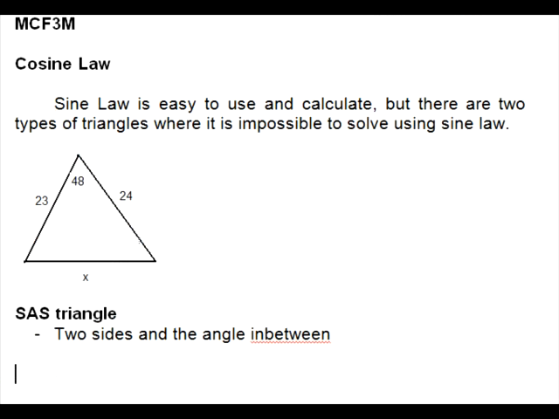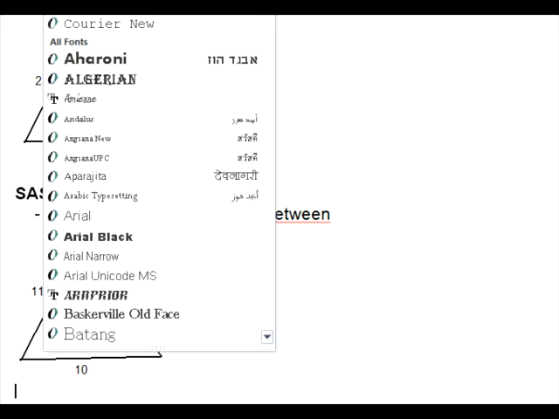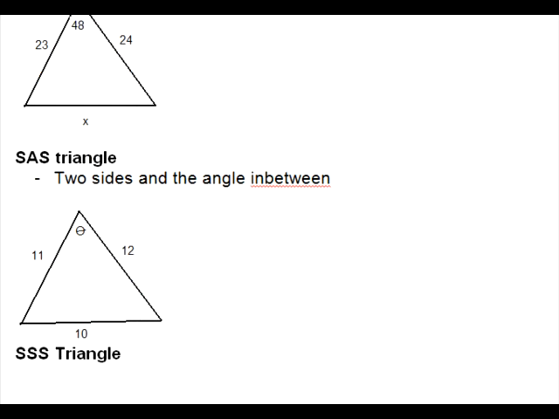The second type of triangle is called the SSS triangle, which stands for, of course, when you're given three sides. My suggestion for these, when you try them out for yourself at home, is to always try to use sine law first. The reason you can't use sine law here is you have an angle theta, but there's no other angle to go with it.